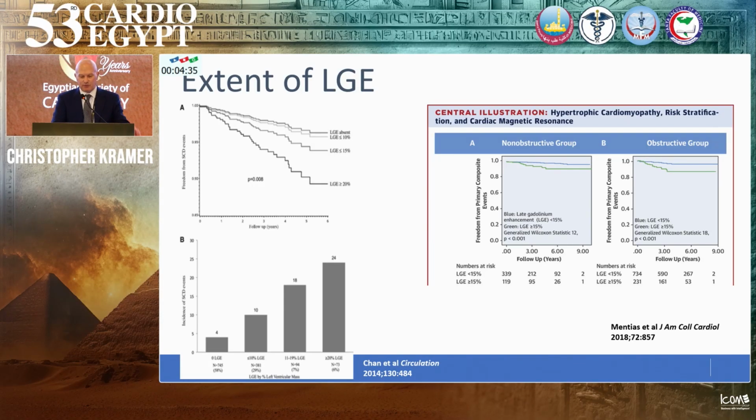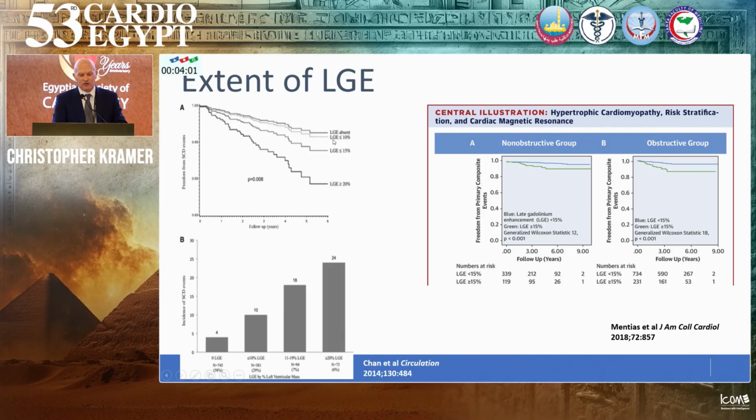And this was shown in this paper by Chan and colleagues from Marty Maron's group. 4 tertiary care centers, high-risk subgroup with a higher than average incidence of sudden cardiac death. But what this group showed is that once your late gadolinium enhancement was more than 15%, the incidence of sudden cardiac death doubled. So you can see the stepwise increase in sudden cardiac death as you increase the extent of late gadolinium enhancement.